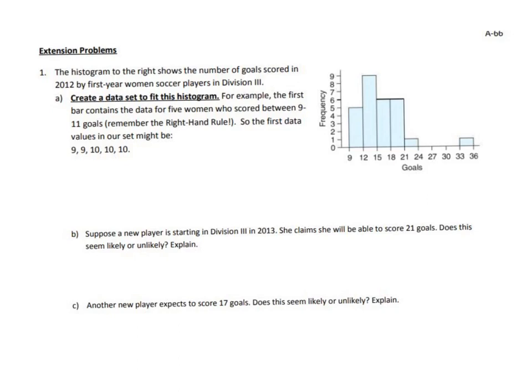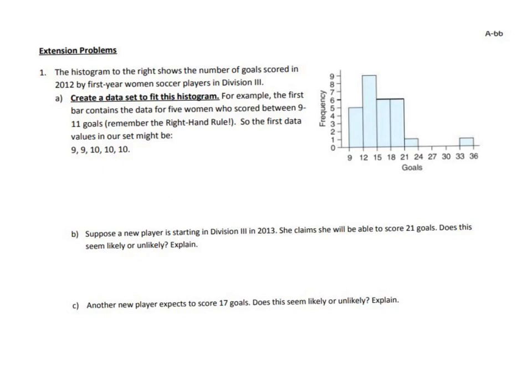Okay, so the extension problems. On number 1, the histogram at the right shows the number of goals scored in 2012 by the first-year women's soccer player in Division III. It says, create a histogram to fit the data. For example, the first bar contains 5 women who scored between 9 and 11 goals. So the first data set could be 9, 9, 10, 10, and 10. Now remember, your answers can vary for this. So one thing to keep in mind is there's multiple answers.